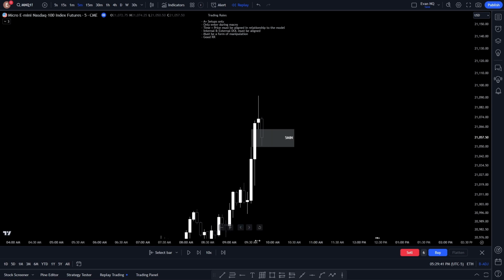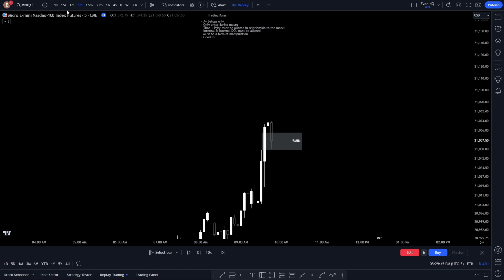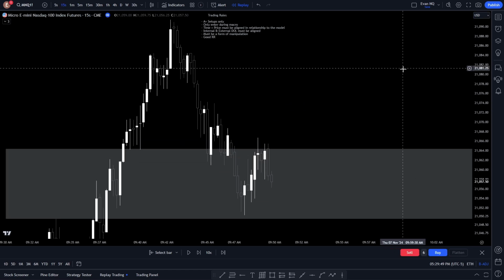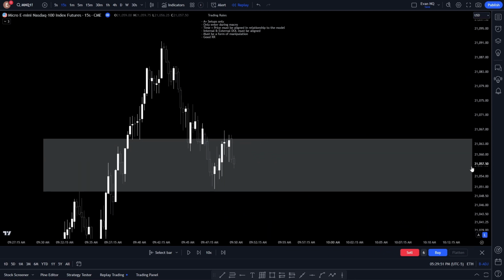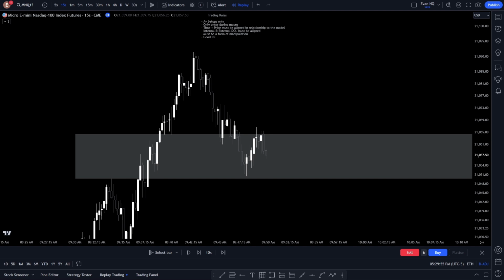So after seeing it wick this fair value gap nicely, I wanted to see an internal model play out on the lower time frame. I went down to the 15-second, and let's see if I can pull up ES at this time. Sorry. Just want to see if there's an SMT right there. Let me see.